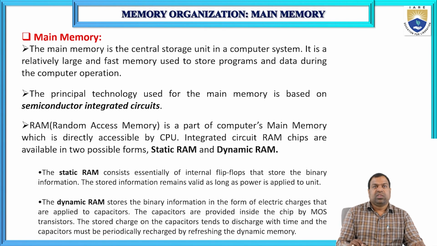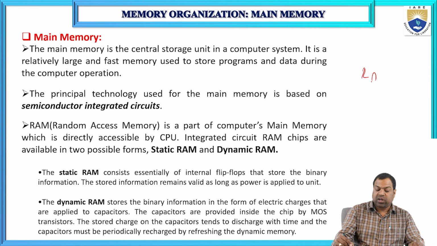What is the main memory? The main memory is the central storage unit in a computer system. It is a relatively large and fast memory used to store programs and data during the computer operation. The principal technology used for the main memory is based on the semiconductor integrated circuit. So main memory is a built-in hardware device manufactured with semiconductor integrated circuits. And the random access memory is the part of main memory which is directly accessible by the CPU. The integrated circuit RAM chips are available in two possible forms, static RAM and dynamic RAM.